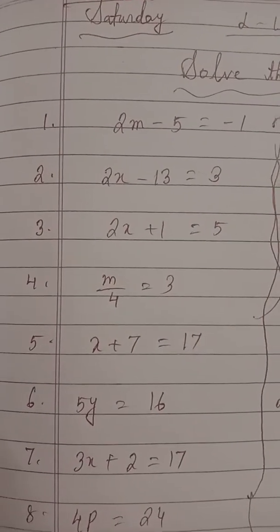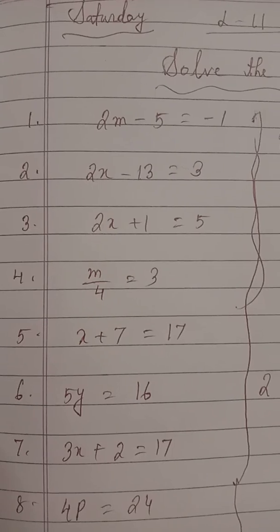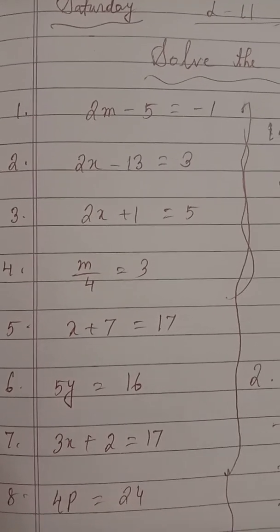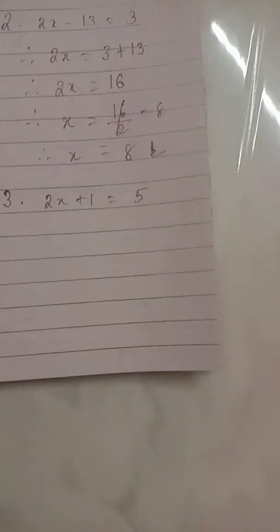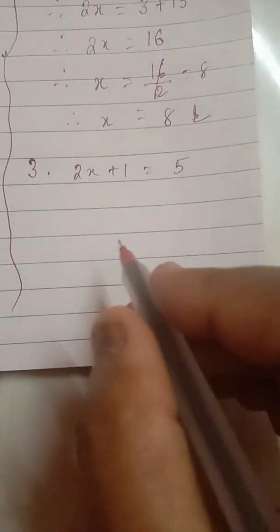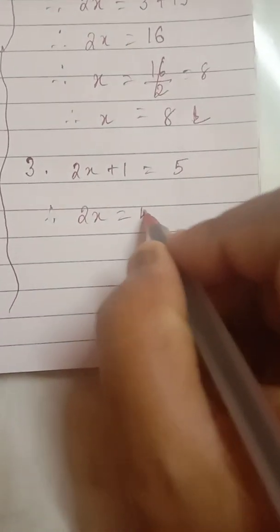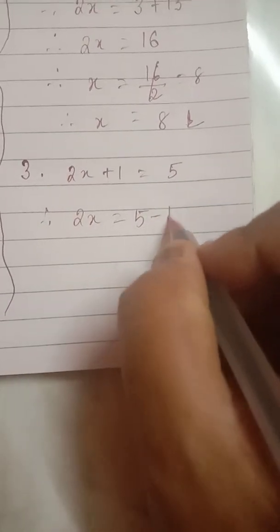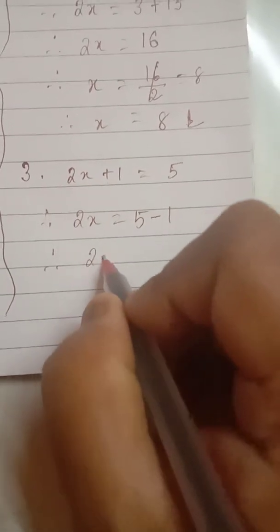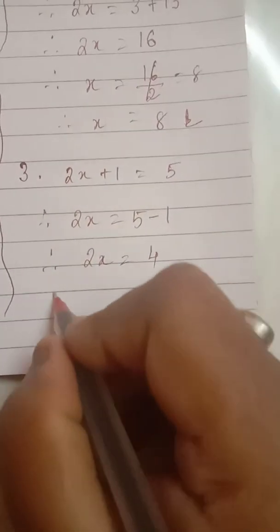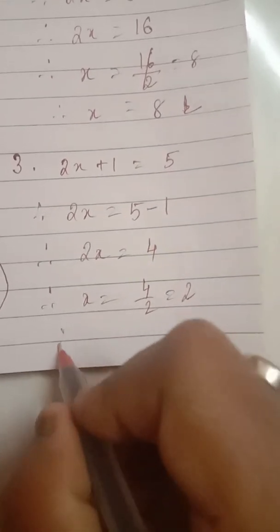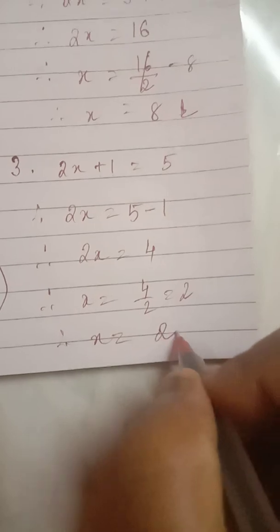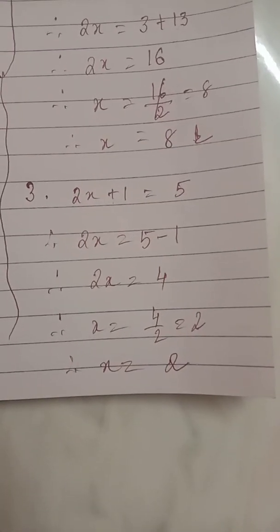Question number 3 is 2x plus 1 equal to 5. We have to solve this way. 2x equal to 5 as it is, plus 1 comes over here as minus 1. Then 2x equal to 4. Then the value of x equal to 4 upon 2. So x equal to 2. It is our answer.